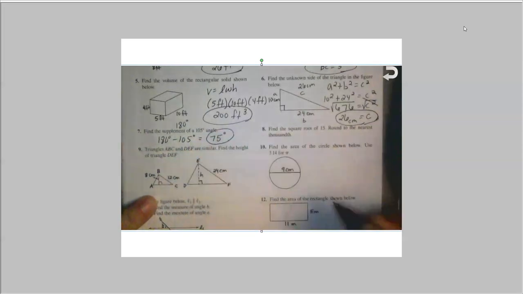All right, number 7. If we go back to the definition we talked about at the very beginning, supplementary angles add up to be 180 degrees. So if I'm asked to find the supplement of a 105-degree angle, I will subtract 105 degrees from 180 degrees, and that will give me a supplementary angle of 75 degrees.